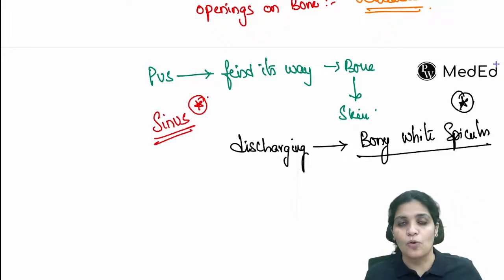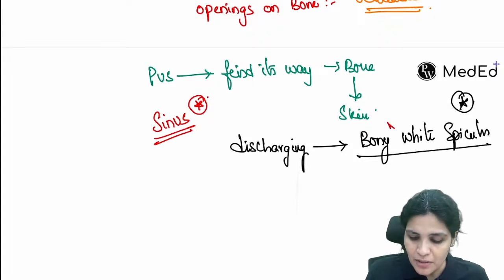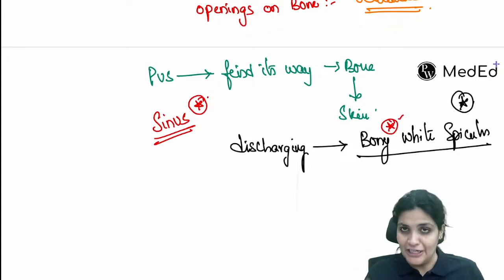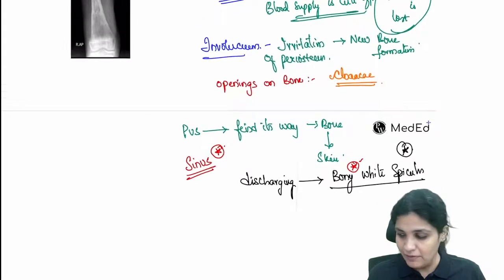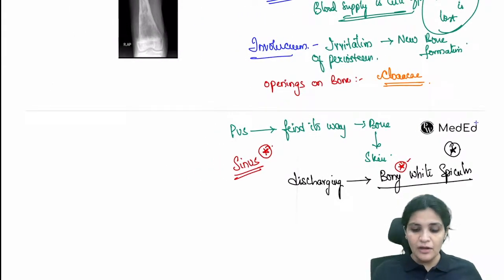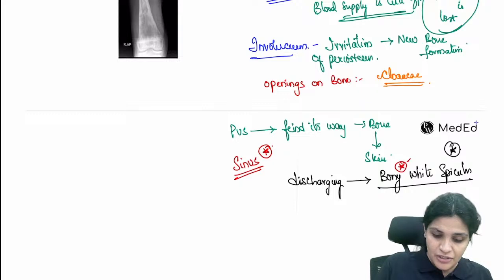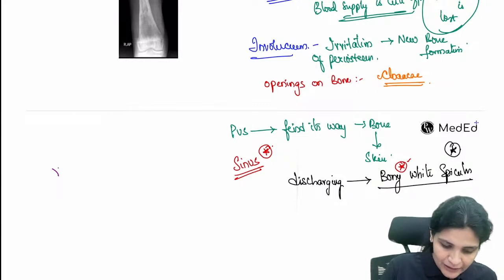Called a sinus or the sinus tract. But the most important thing is, what is it discharging? It is discharging bony white spicules. So that is about your chronic osteomyelitis pathology. Now, the X-ray and the clinical features.